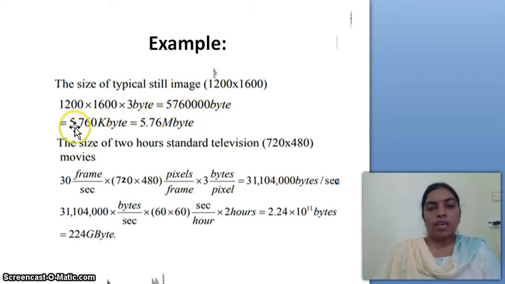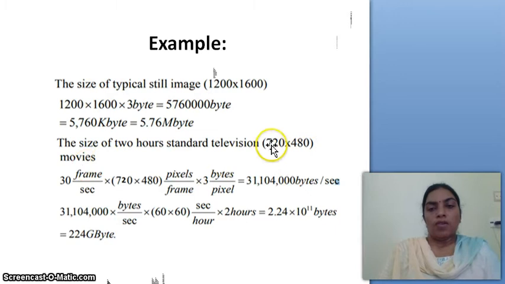Now the resultant one is 5760 kilobytes, and again in megabytes, that means 5.76 megabytes. Okay. So to store this image, how much data is required here? 5.76 megabytes, right? Now the size of 2 hours of standard television movies. Right? So see this, 720 by 480.